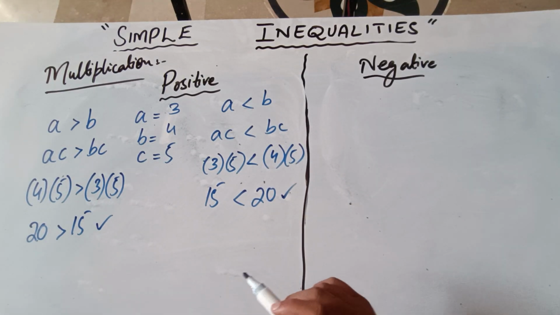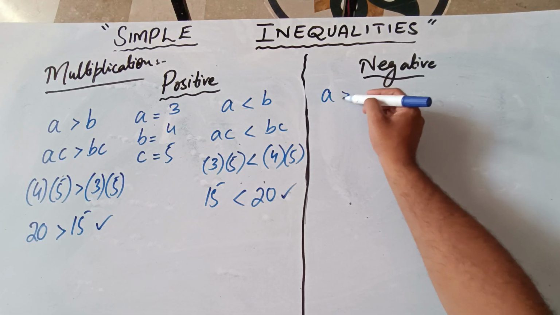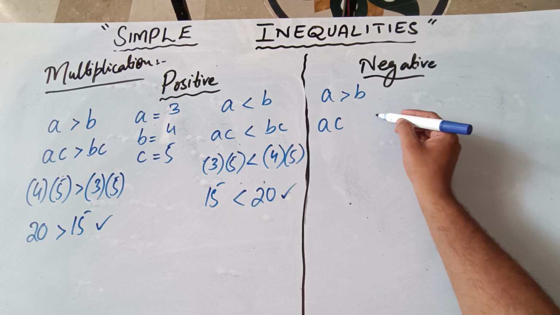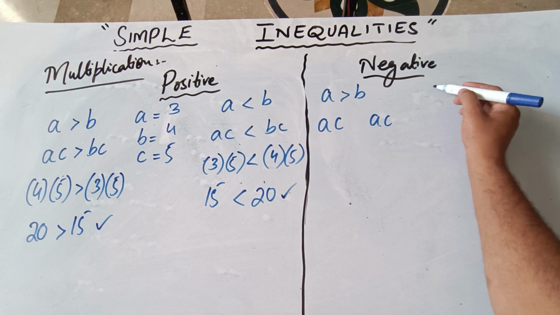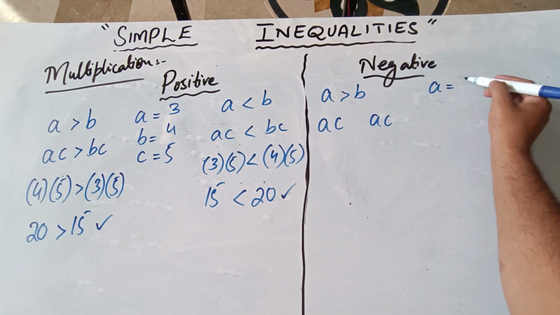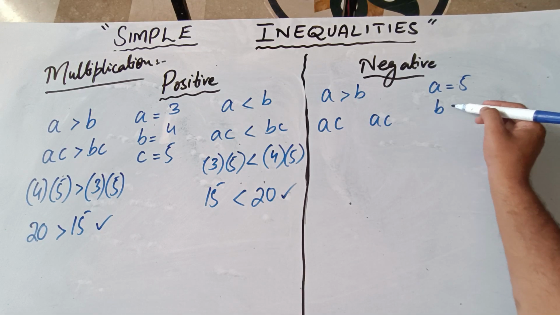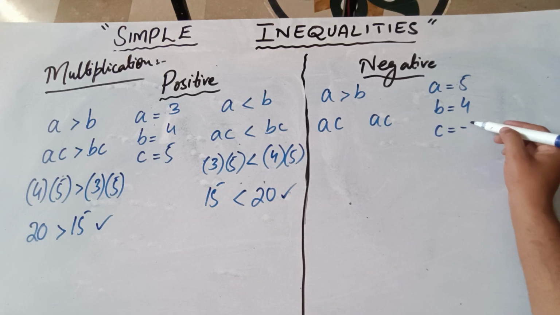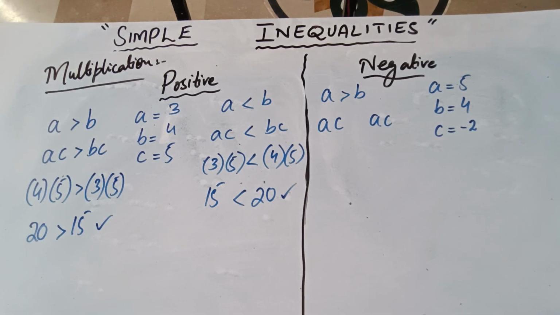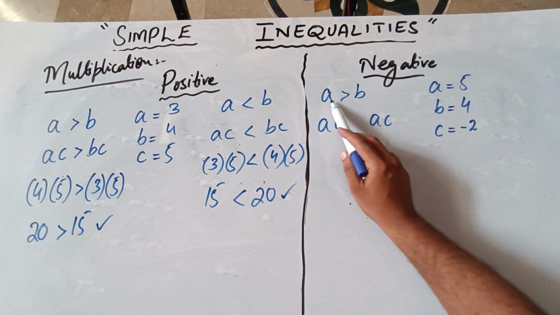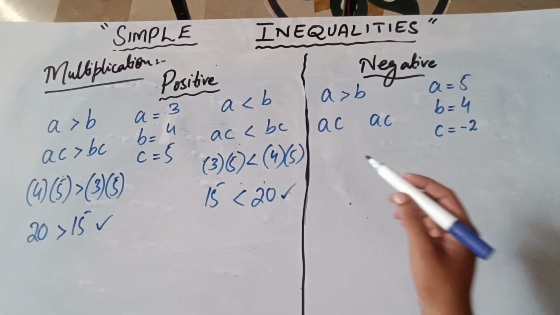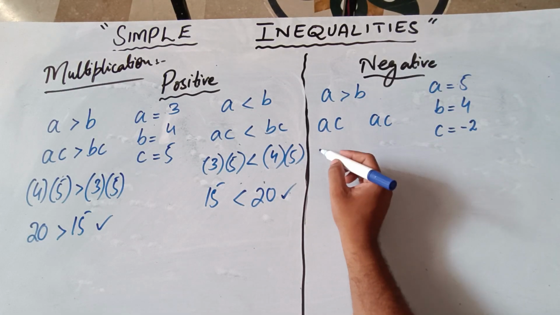Now in case of a negative number, if A is greater than B and we are multiplying by a negative number on both sides, what will happen? We will see. A is actually greater, so let's take the value of A to be bigger and the value of B to be smaller, and we are multiplying by a negative number. So let's take the negative number as negative 2. You can take any values, but only keep this in your mind: if A is greater, take the value of A greater and the value of B smaller. Now let's substitute the values.